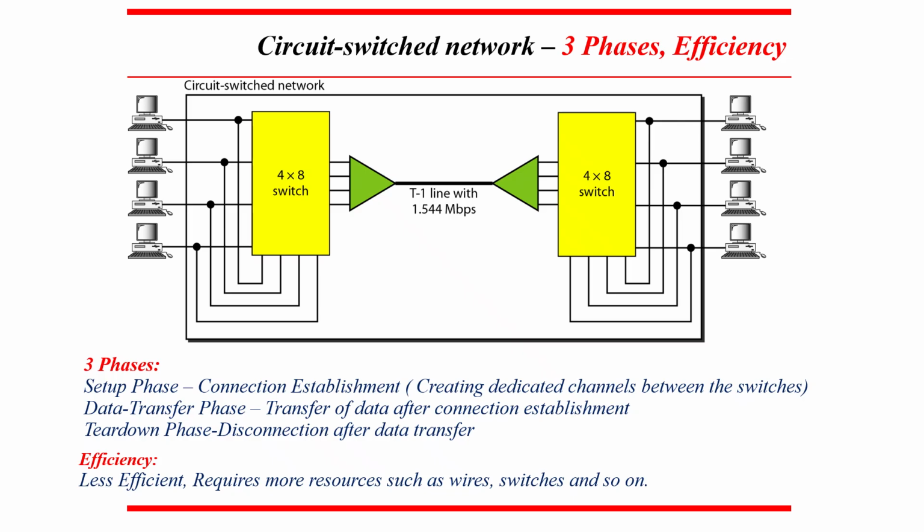We can predict the efficiency of this circuit switching network by seeing this diagram. Each and every system is connected individually using these wires. So it also requires a 4x8 switch to connect all the individual systems. So it is very less efficient because it requires more resources such as wires, switches and so on.